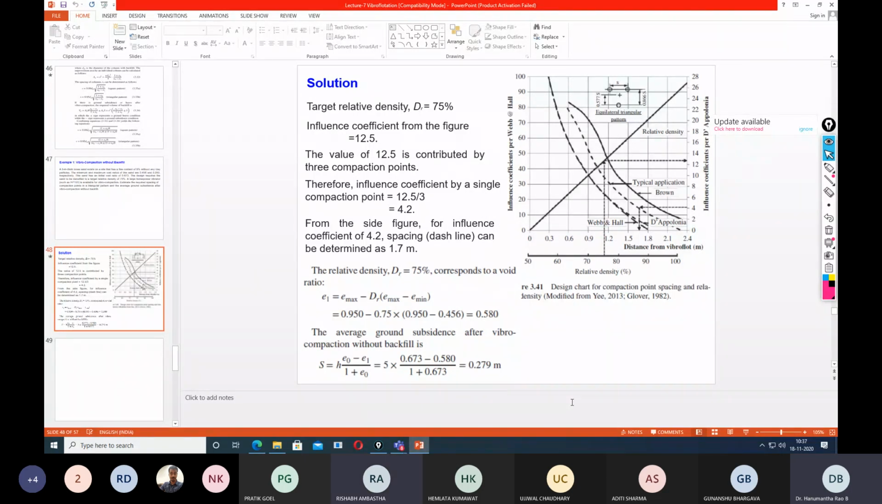Sir, if we have a square pattern, is there any direct relation between this graph's values and a square pattern? There is, this graph is also useful for a square pattern. So in that case, instead of 3, you should divide the influence coefficient by 4. Let us look at it, suppose you are getting the same 12.5 influence coefficient value, and let us try to understand what is happening to the spacing. Suppose I go for the triangular pattern, I am going to get 1.7.